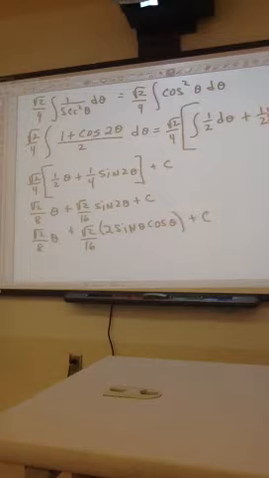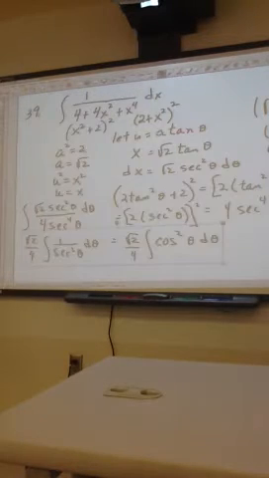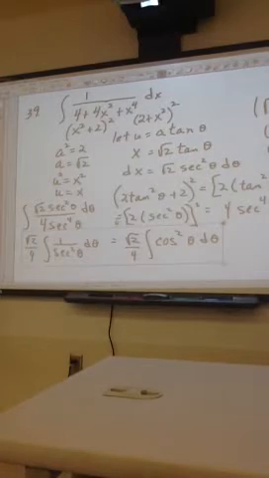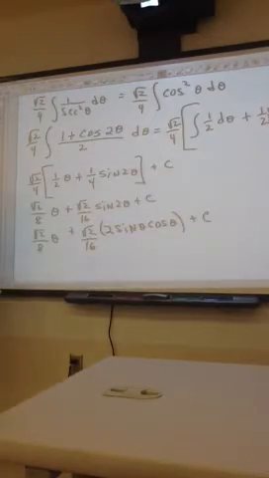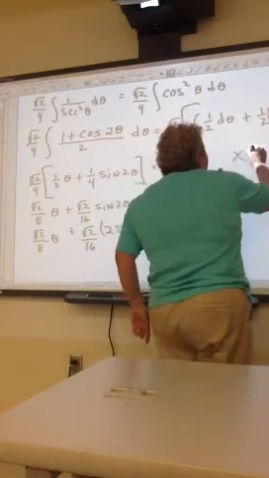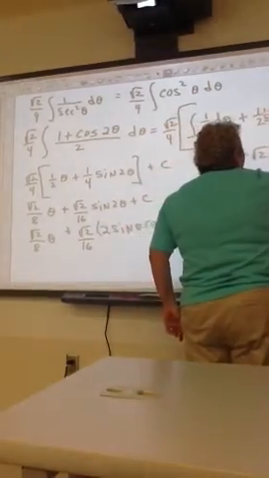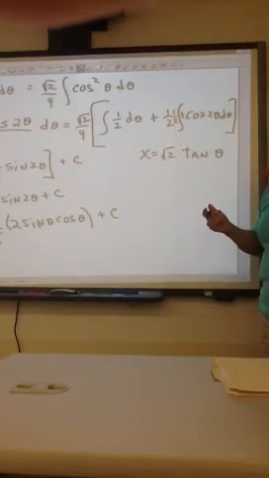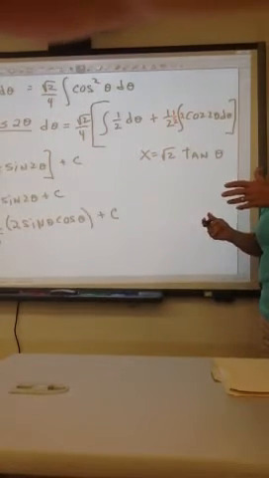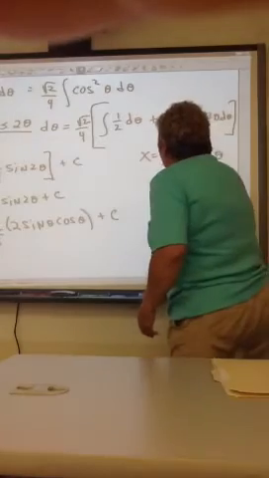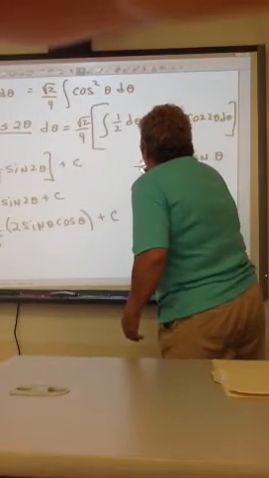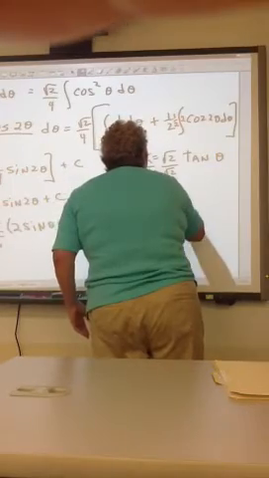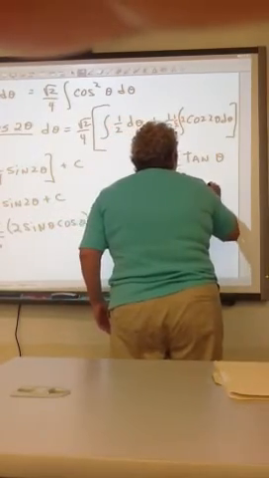So let me go back to the beginning of the problem. We let x equal square root of 2 tangent theta. And in the little list of rules I gave you, it says solve for the trig function. So you would divide both sides by square root of 2. So we have x over square root of 2 is tangent theta.